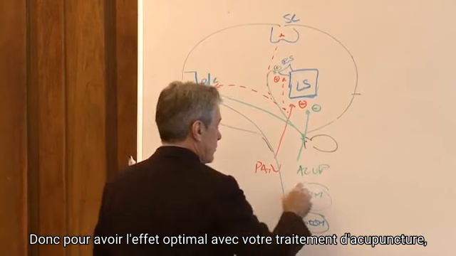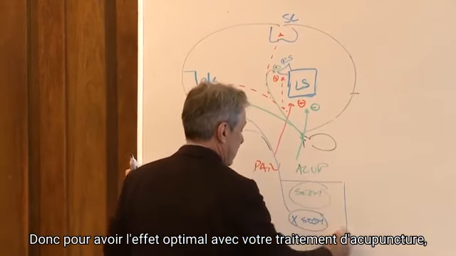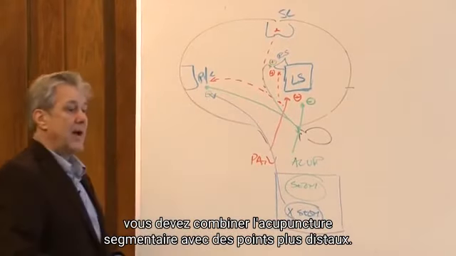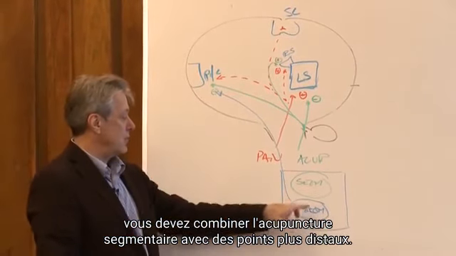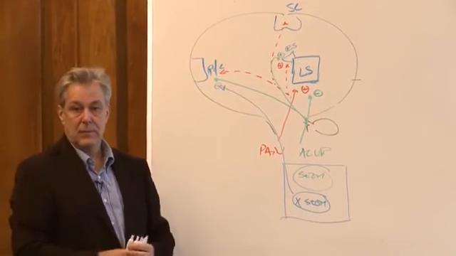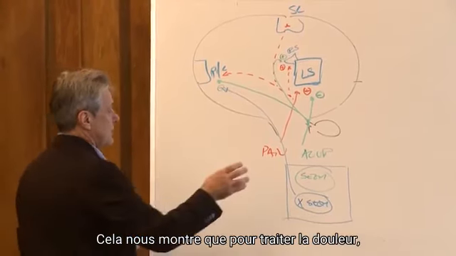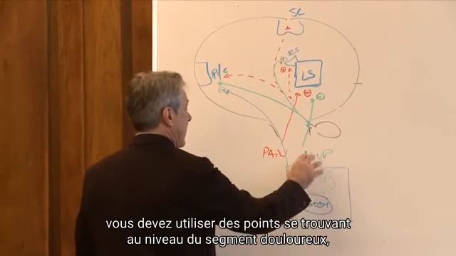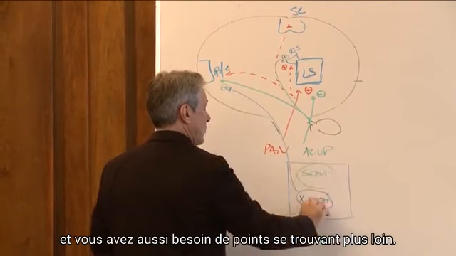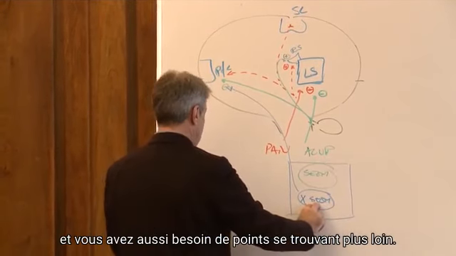So in other words, to have the optimal effects when you do your acupuncture treatment, at least from a pain perspective, you need to combine segmental acupuncture points with extrasegmental points to have the best effects. So this basically shows that from a Western perspective, treating pain, you need to have your acupuncture points segmentally related to the pain, but you also need to have them extrasegmentally related to the pain.